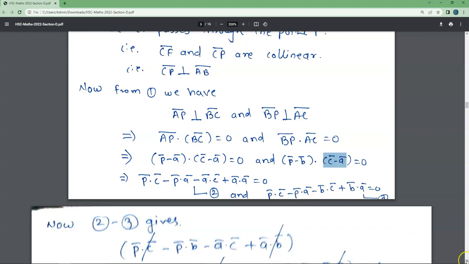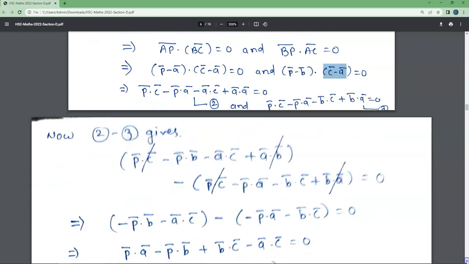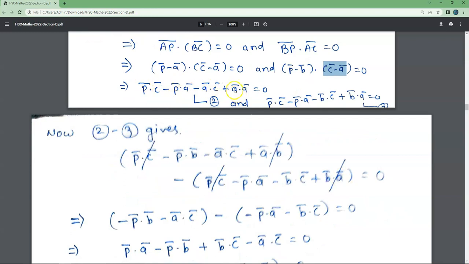So let's maybe try to subtract one from another, right? So this is the second equation. This is the third equation. So subtract three from two. P bar dot C bar minus P bar dot B bar minus A bar dot C bar plus A bar dot B bar, right? I have just written it as is. Then P bar dot C bar, P bar dot A bar, B bar dot C bar, and B dot A.